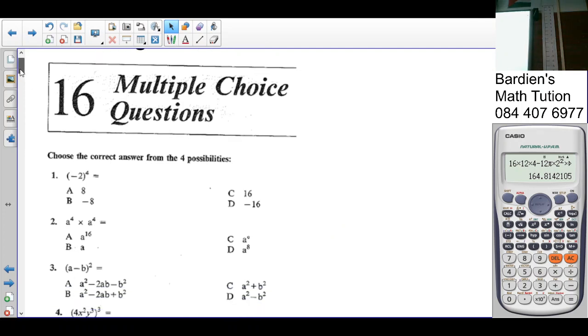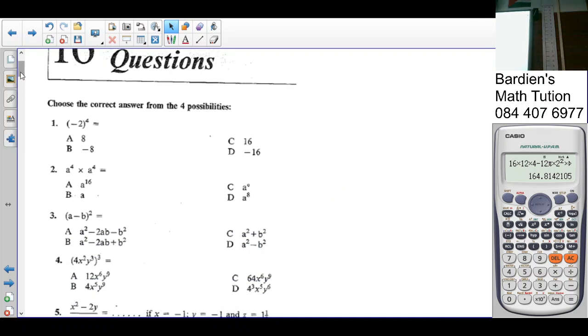So let's go with the first one. You have to choose the correct answer from the four possibilities. The first answer is C. You all agree with that? Yeah. Okay, because that's going to be negative 4 times negative 2 times negative 2 times negative 2, which is positive 16.